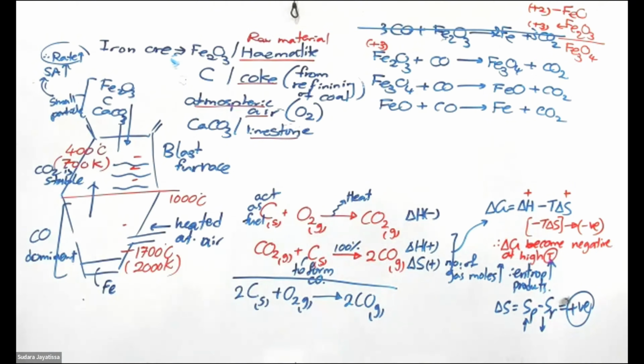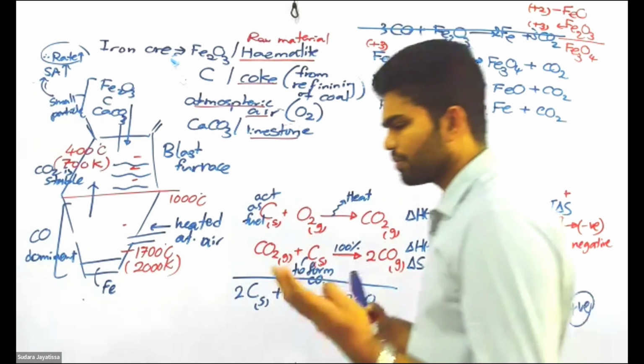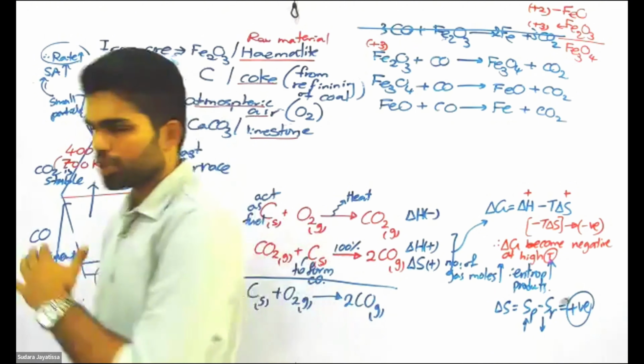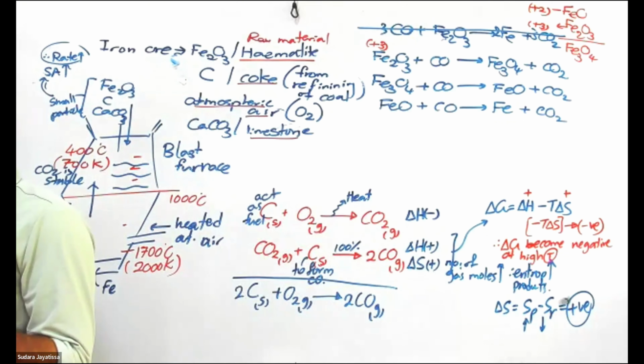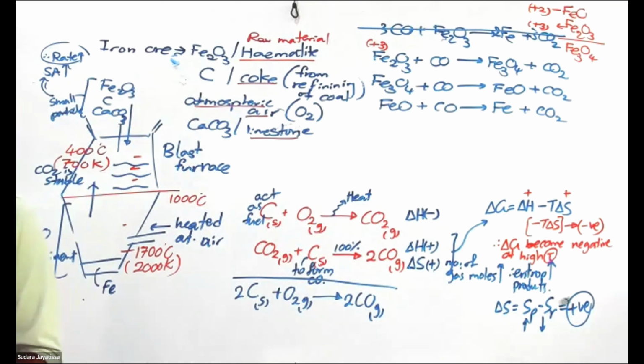Okay, and let me tell you the next part first. Now we have to learn 4 additional reactions. So altogether, there are 10 reactions in the iron extraction. You can already understand 6. So now let's see the remaining 4.